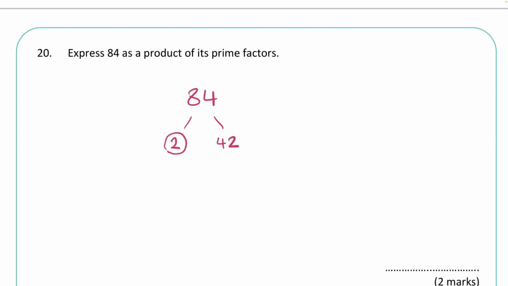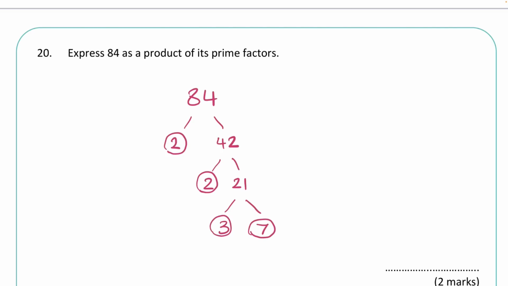2 is a prime number, 42 is not, so 2 and 21. There we go, again, 2's prime. We can no longer divide by 2, but 21 divides by 3, so that'd be 3 and 7. And there we go, there are our product of prime factors.